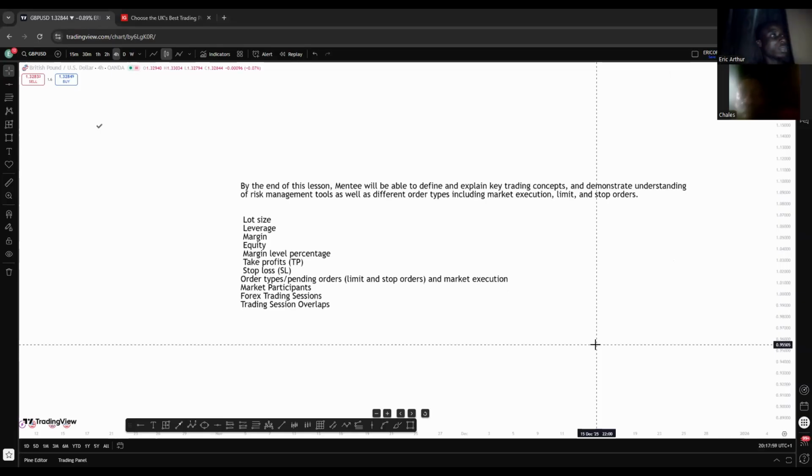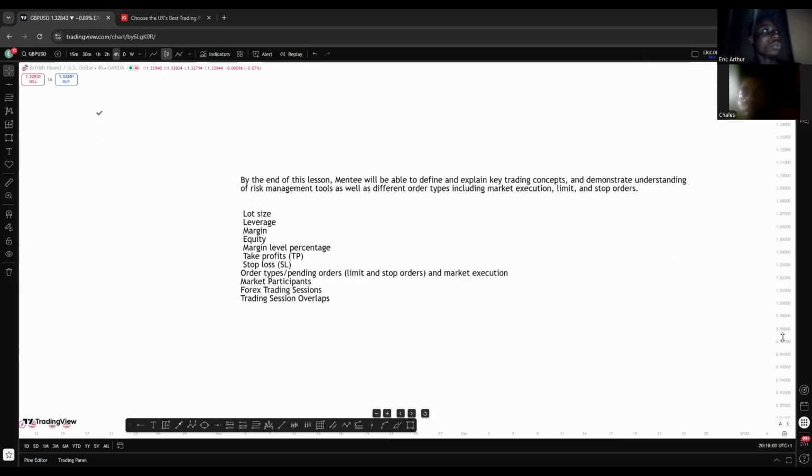Okay, so today is very simple. We'll go through lot size, leverage, margin, equity, margin level percentage, take profit, stop loss, other types of pending orders, limits, stop orders, and market executions. Market participants, forex trading session overlaps. You get it. So today is very simple as our first meeting.